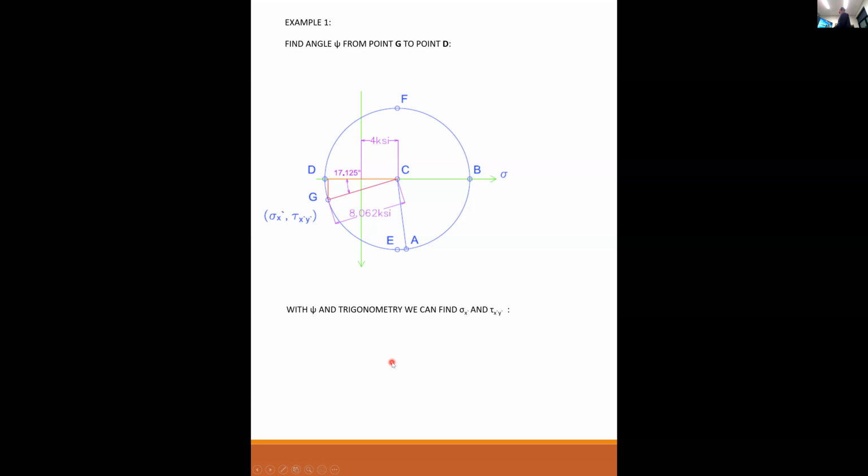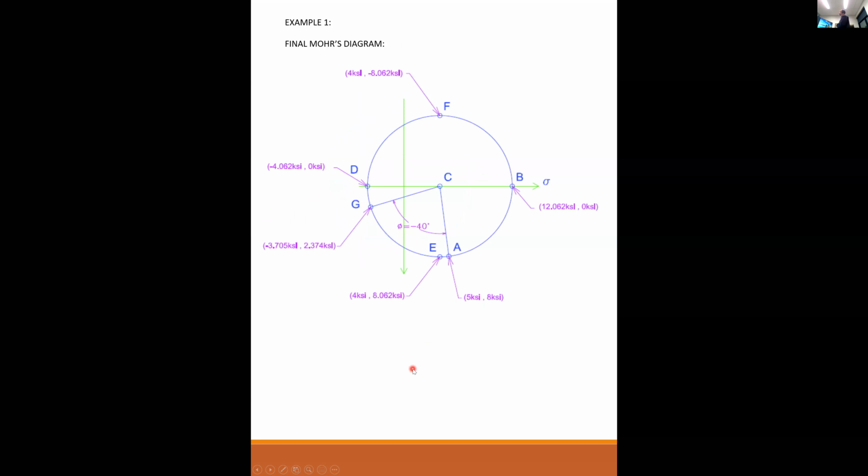Okay, we are here and we solve for those two. Okay, so now from Mohr's circle, here's our reference point A. That was given to us as 5 and 8 KSI. We found B, D, E, and F by just knowing the geometry here. And then we solve for G, which is theta equals minus 40, and we solve for our point on G.